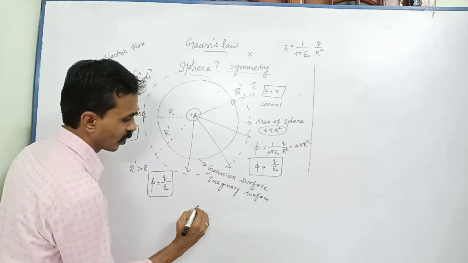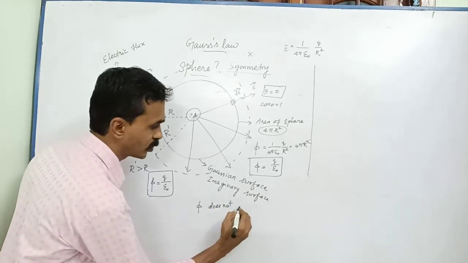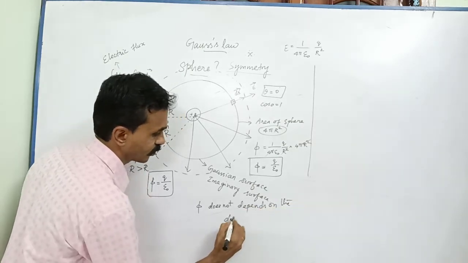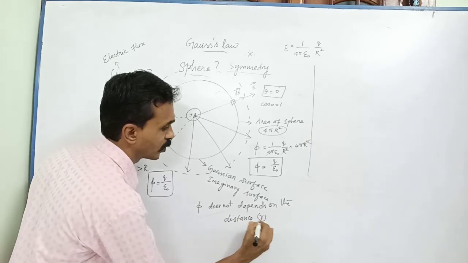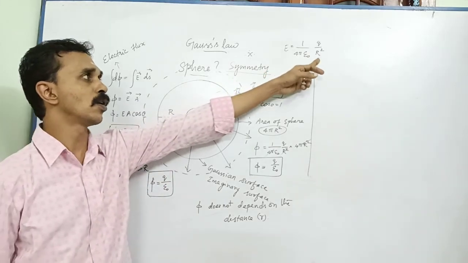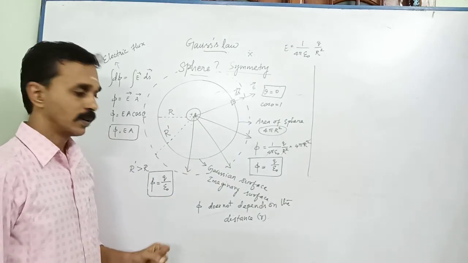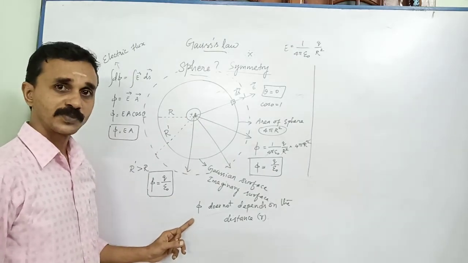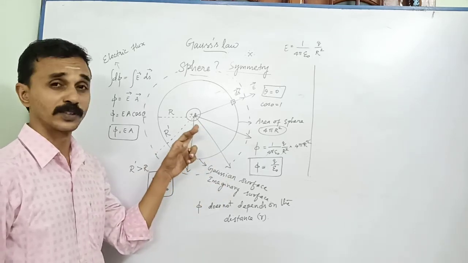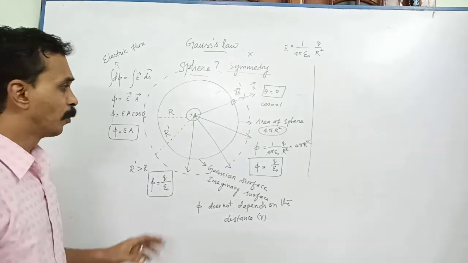So here the flux does not depend on the distance r. In the case of electric field, it depends on r. In the case of potential, it depends on r. But in the case of electric flux, the total flux over a closed imaginary surface depends on the net charge enclosed by the surface only, and it does not depend on r. It's a very important concept.